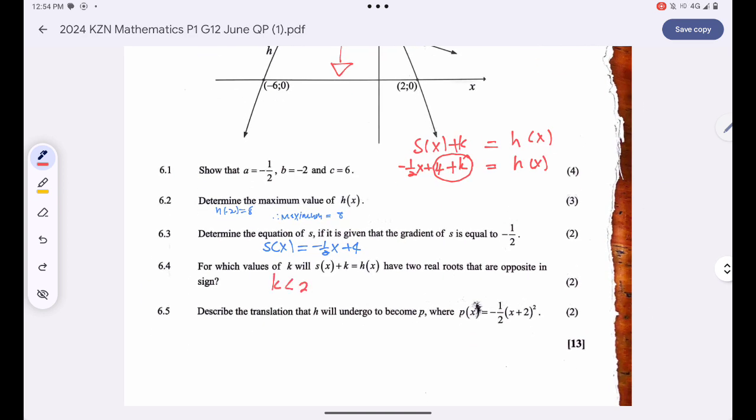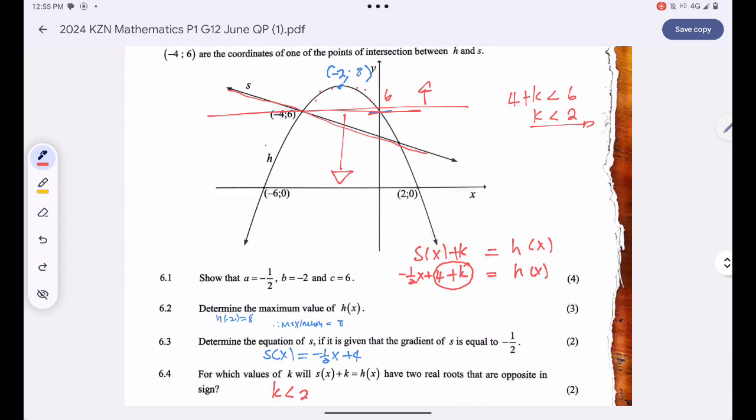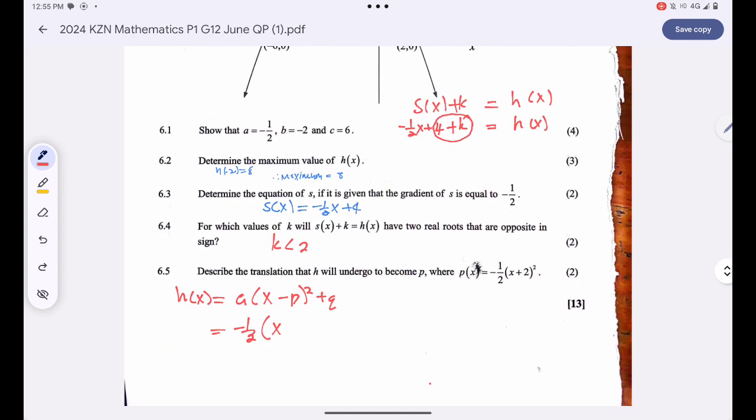And then now I'm being asked to describe the translation that h undergoes to become p. Remember that, guys, h of x, since we know the coordinates of our turning point, can be written as a times (x minus p) squared plus q, right? We know the value of a, that's -1/2. P is just the x value at the turning point. Since our x value is equal to negative 2, I'm going to write a positive 2 over there. And then the y value at the turning point is 8.